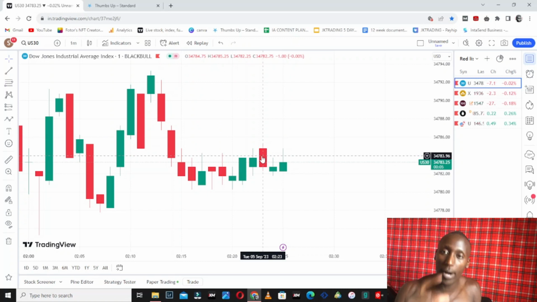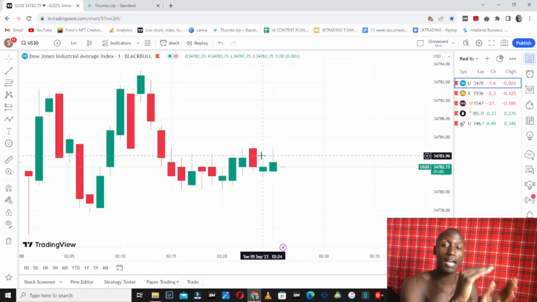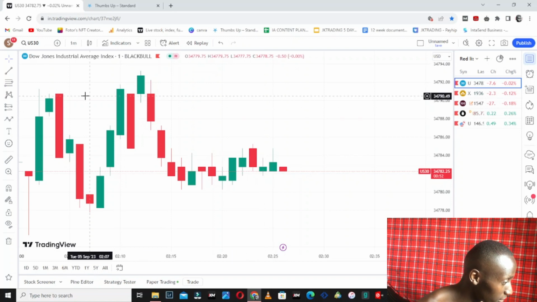An engulfment candle must engulf the body of the previous candle plus the wicks. So it's the wicks that most people mistake. Be patient, wait for your engulfment candle.